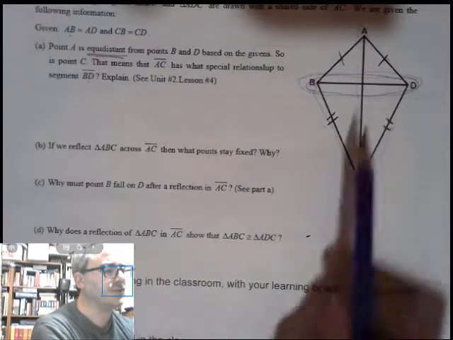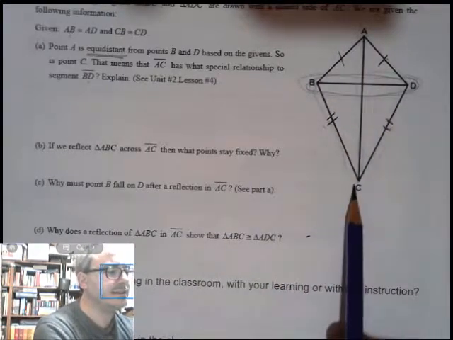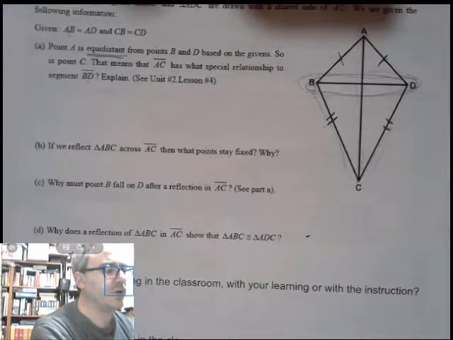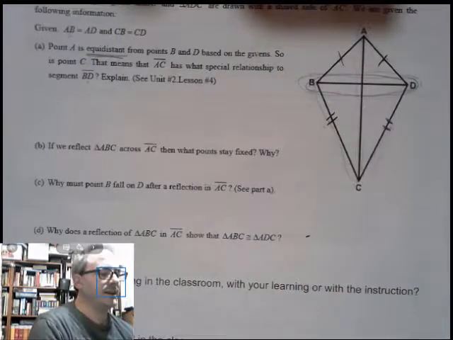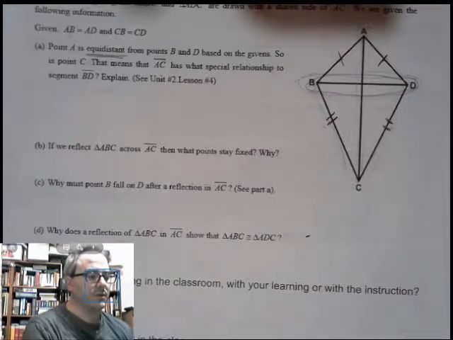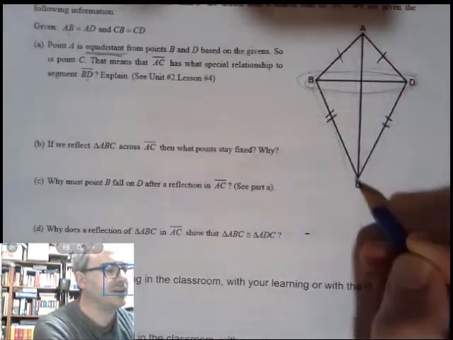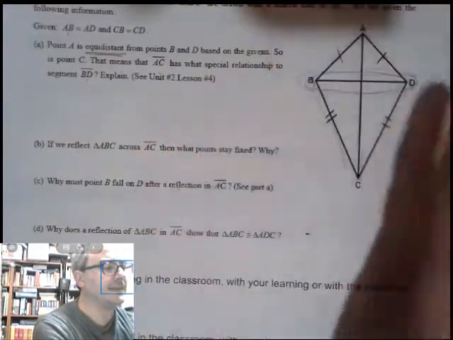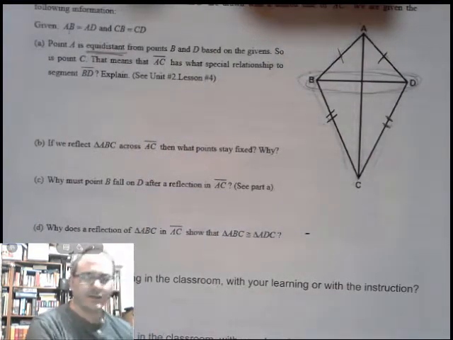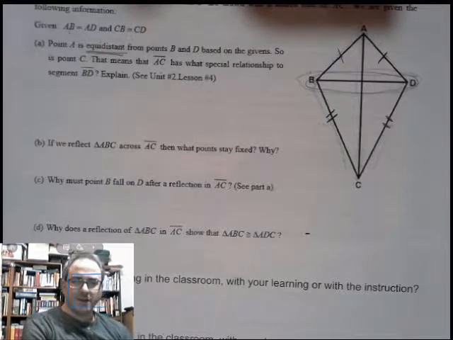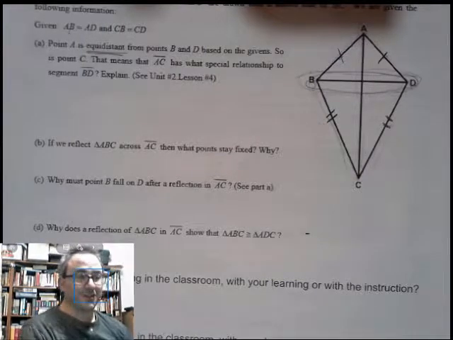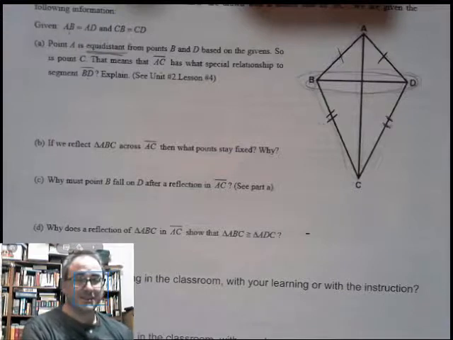Unpausing. Why does a reflection of triangle ABC in AC show that ABC is congruent to ADC? So why is it that if I reflect this triangle over that line, that proves that the two triangles are congruent? You should say something about congruency and rigid motions. Congruency and rigid motions. That's what we're all about today. The learning target was that you could determine triangle congruence through a series of rigid motions.